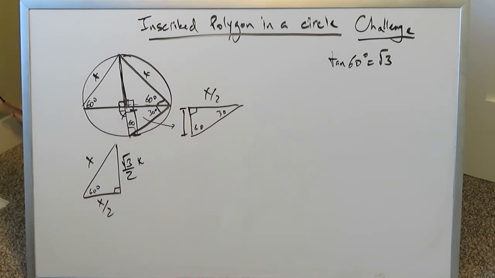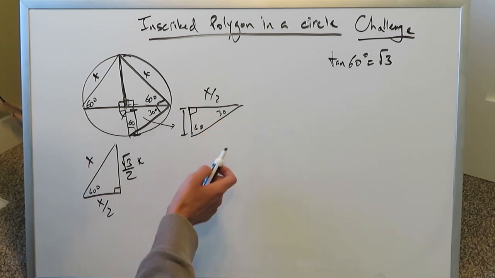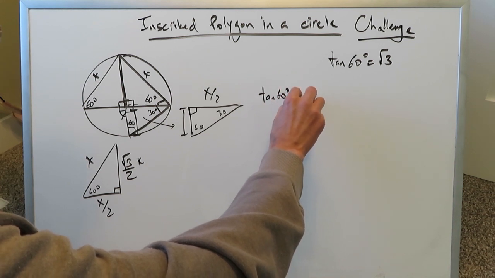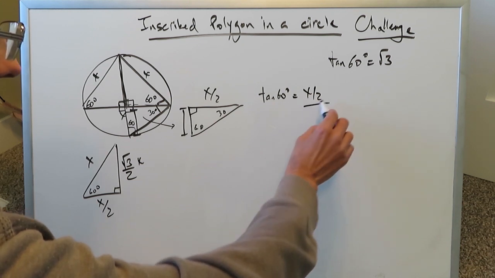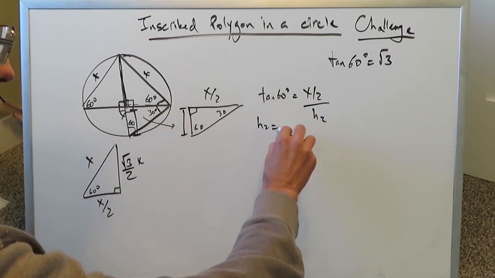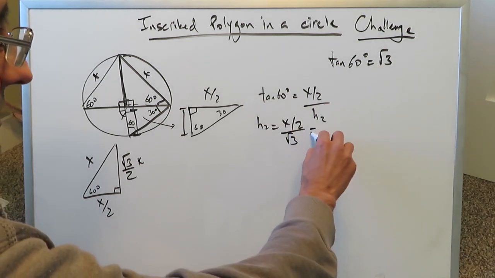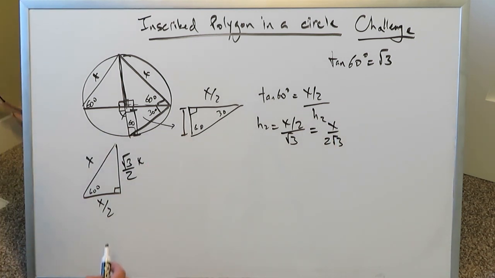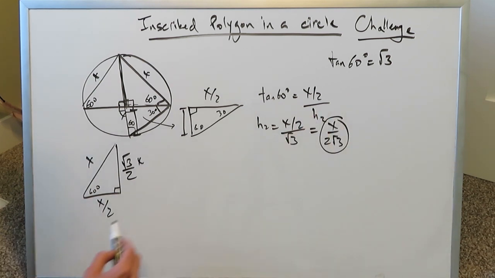We can use trigonometry to do that. If we're trying to determine this over here, we can use tan 60 degrees. Tan 60 degrees is equal to this side, x over 2, which is opposite to that angle, divided by adjacent. We'll call this h2. h2 is equal to x over 2 divided by tan 60, which is root 3. h2 is equal to x over 2 root 3. Now we've gotten the side here.